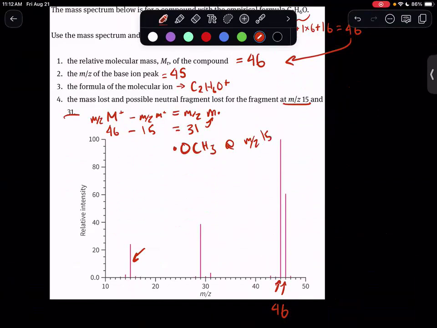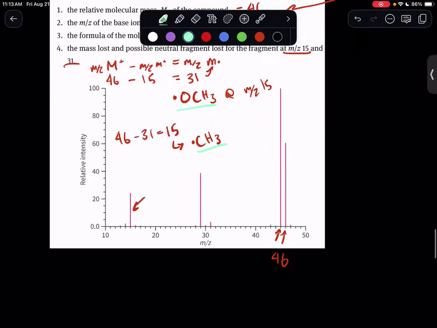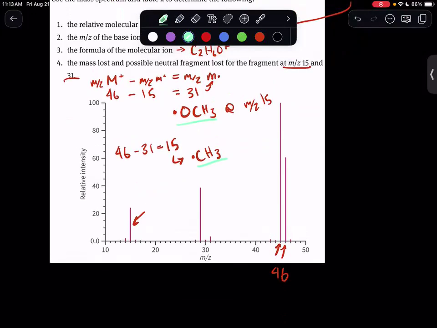Now at 31, it's just the inverse. 46 minus 31 equals 15. And I know from my previous one, 15 represents CH3. So my two neutral fragments are OCH3 and CH3. Honestly, while we've already completed the question that's been asked, we can likely determine what this compound is from these neutral fragments.